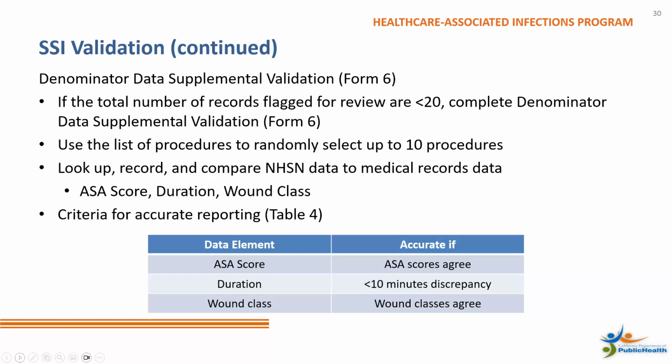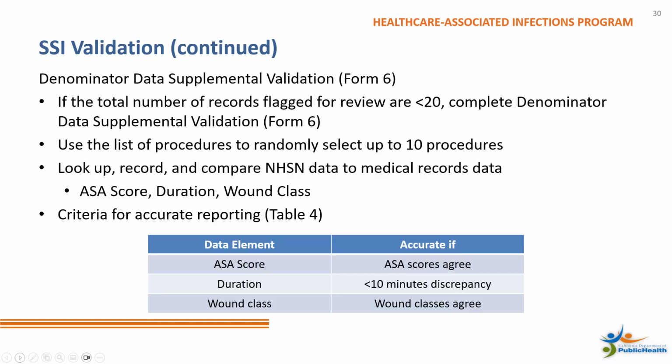So your denominator data supplemental validation, or Form 6, is for those who are, say you're in a community hospital that doesn't do 20 surgeries of colon or fusions. So you'll need to complete the denominator data supplemental validation form. So using the list of procedures, randomly select up to 10 procedures. Then you're going to look up, record, and compare the NHSN data to the medical records data. So we're looking at ASA score, the duration of surgery, and wound class. And then we're going to look if they agree or not.